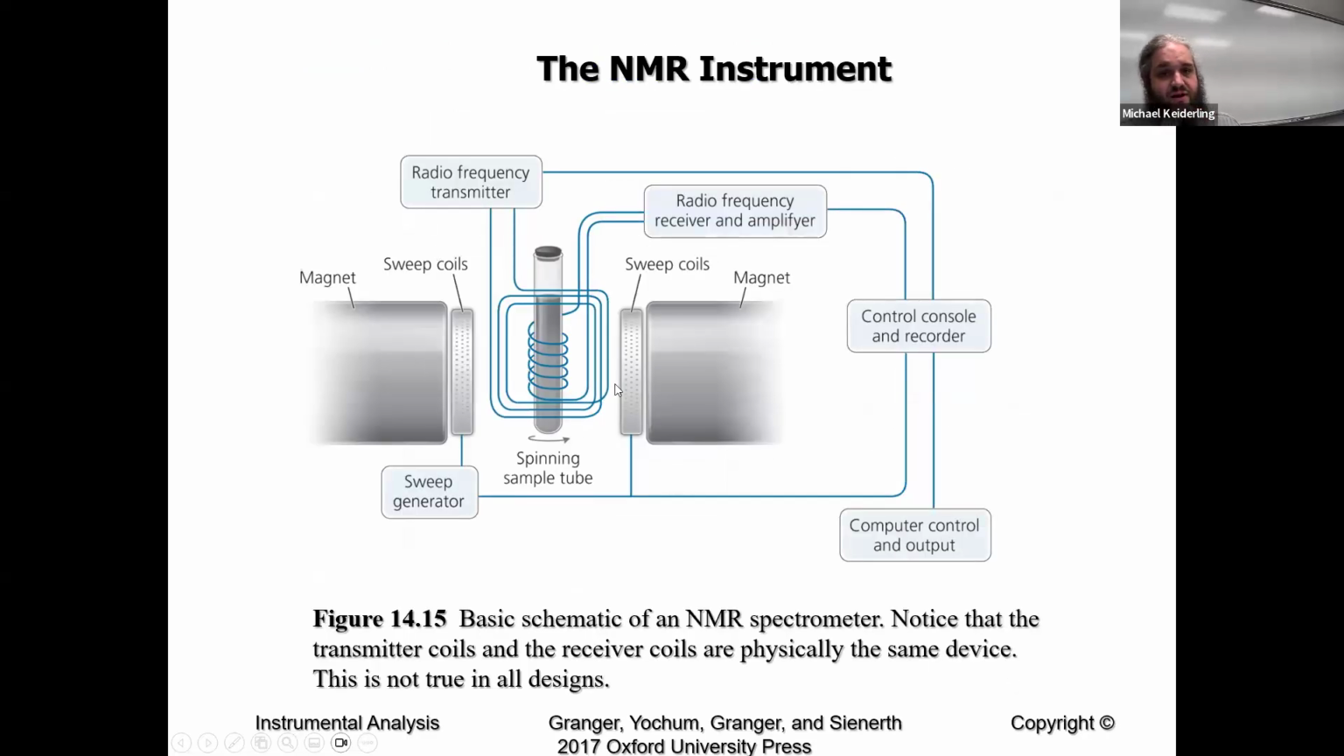Basically, there are sweep coils, a radio frequency receiver and amplifier, a radio frequency transmitter, coils for those, a spinning sample tube in the middle, and a generator for the sweep. This is the basic schematic. And the transmit and receive coils are more or less the same device in this design. This isn't the case in all designs.